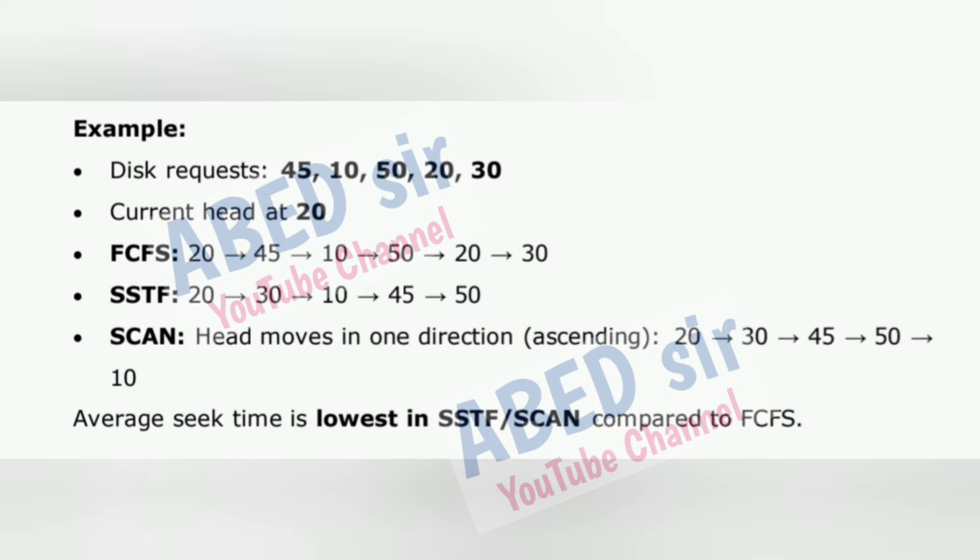Example. Disk requests 45, 10, 50, 20, 30. Current head at 20. FCFS: 20, 45, 10, 50, 20, 30. SSTF: 20, 30, 10, 45, 50. SCAN, head moves in one direction, ascending: 20, 30, 45, 50, 10. Average seek time is lowest in SSTF and SCAN compared to FCFS.